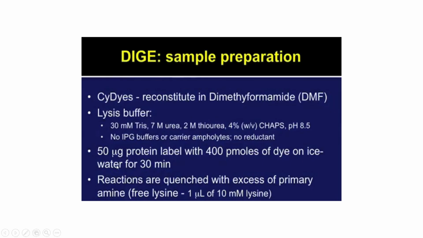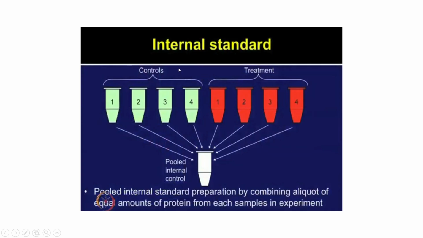So around 50 microgram of protein is labeled. That much protein can be labeled using these dyes, and as soon as you add the dye, you need to quench this with excess of primary amine, so free lysine, 1 microliter. So this is the basic concentration required in order to label your sample. This is all involved in terms of sample preparation.